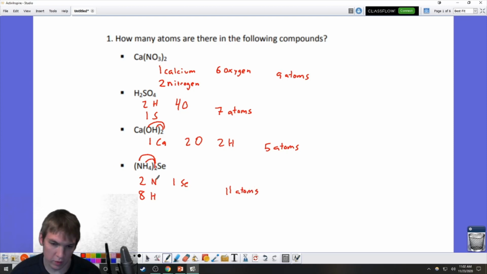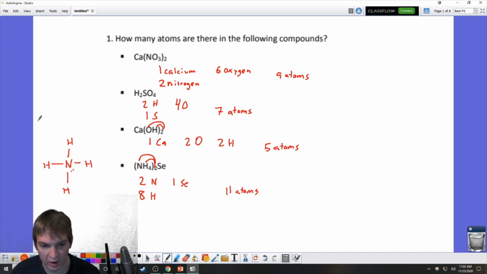Just as a review of what this means, NH4 is something that looks like this. We have a nitrogen in the middle with 4 hydrogens. And then there's something called a lone pair, which you don't really need to know right now. But it basically says that we have 2 of these. Okay, so we're going to have another one right here.